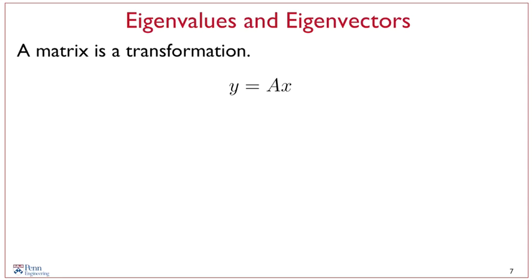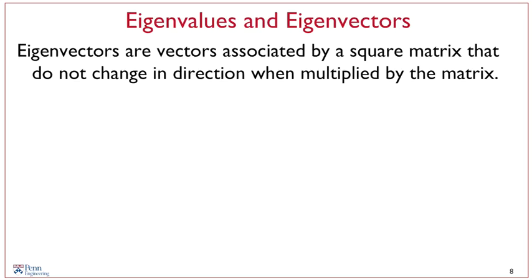We can think of a matrix as a transformation. That is, when we multiply a matrix A by a vector x, we transform the vector x into a new vector y. This transformed vector y can possibly have a different magnitude and/or a different direction as the original vector x. Eigenvectors are vectors that do not change direction when multiplied by the matrix. However, these vectors can still change in length.